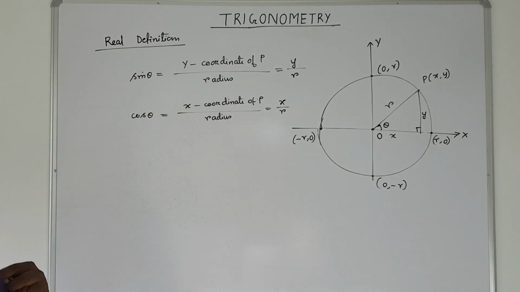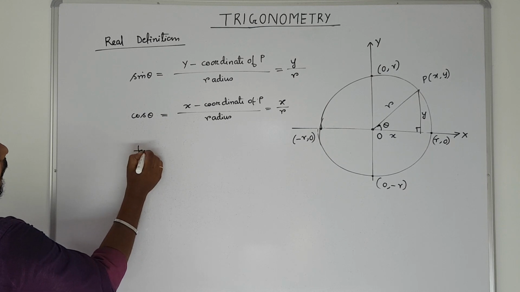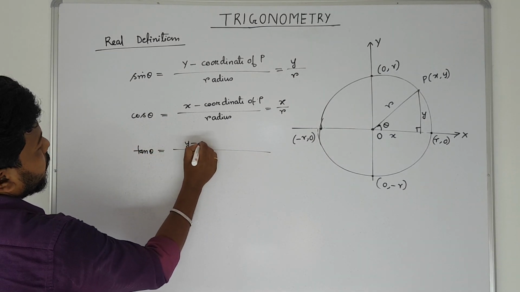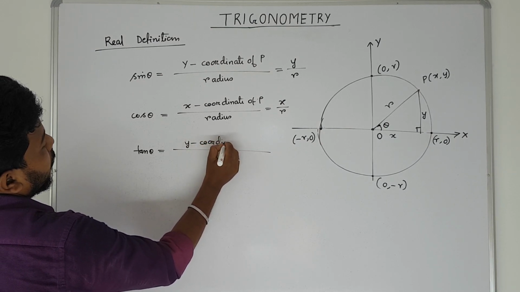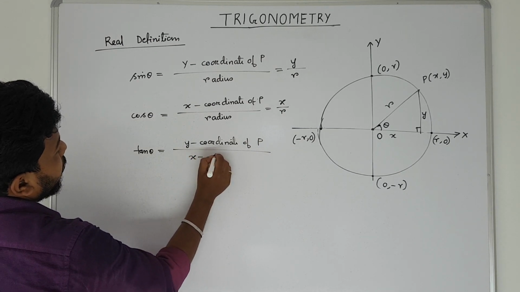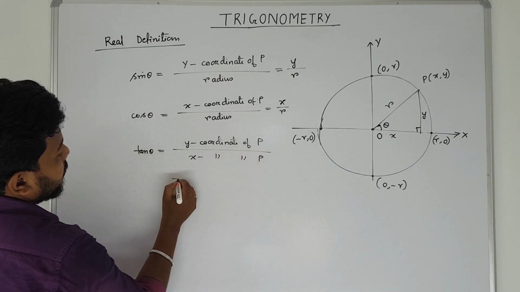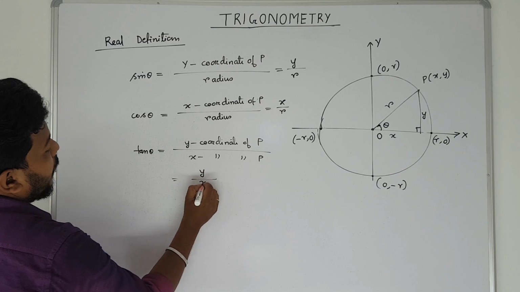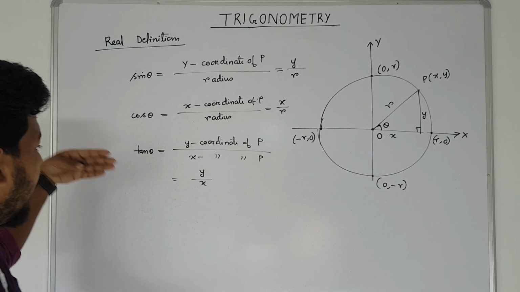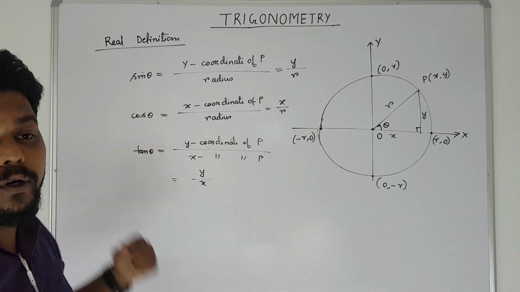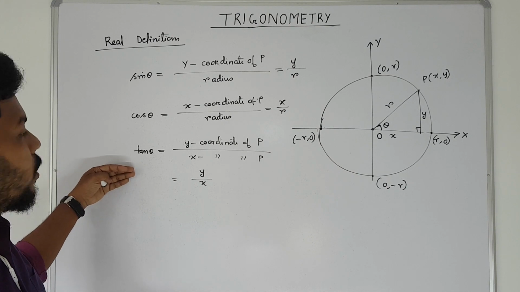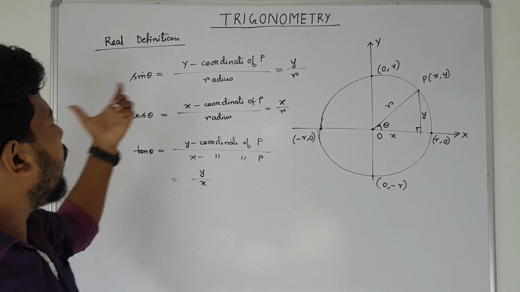Now what is tan theta? Tan theta is equal to the y coordinate of point P divided by the x coordinate of point P, that is, it will be y by x. So if you know sine, cos and tan, we can easily find their reciprocals like cosec, sec and cot. Okay, this is the real definition.